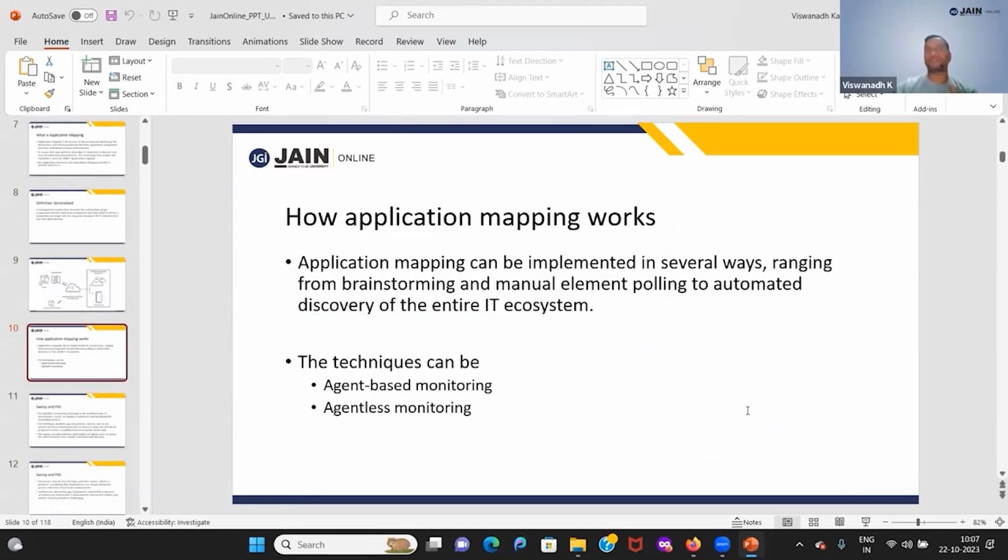How does application mapping work? It can be implemented in several ways, ranging from brainstorming and manual amendment to automated discovery of the IT environment ecosystem. These are broad classifications, agent-based and agentless monitoring, but there are many other techniques available for application mapping. But as per your syllabus, these are the topics to be discussed: agent-based monitoring and agentless monitoring in application mapping.